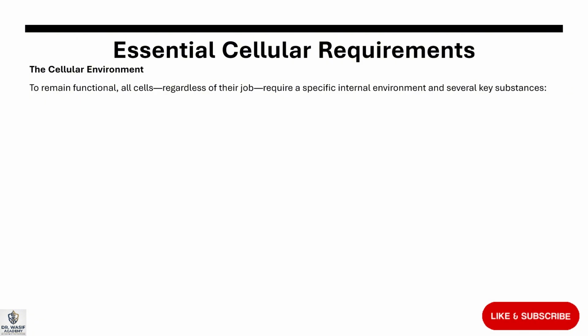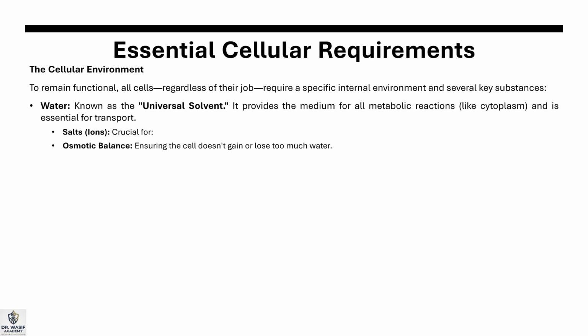So we have looked at the building blocks, but even the best built machine would not run without the right environment. Every single cell in your body needs a specific internal climate to stay functional. First of all, let's talk about water. We call it the universal solvent for a reason. Imagine trying to stir sugar into a dry bowl. It does not react. But if you add water, then it will dissolve. So all your metabolic reactions happen in the water-based cytoplasm.